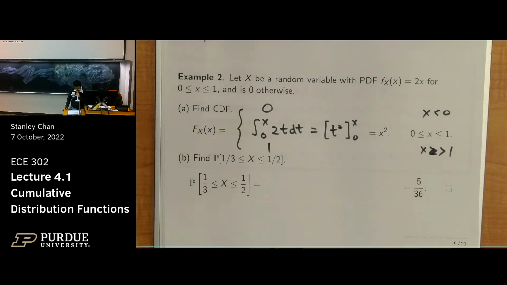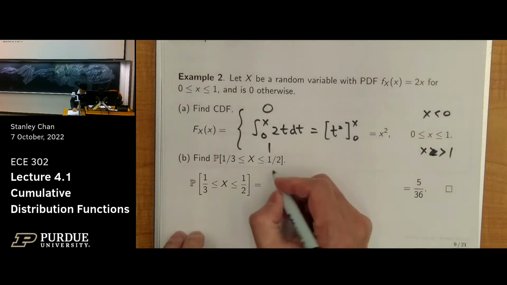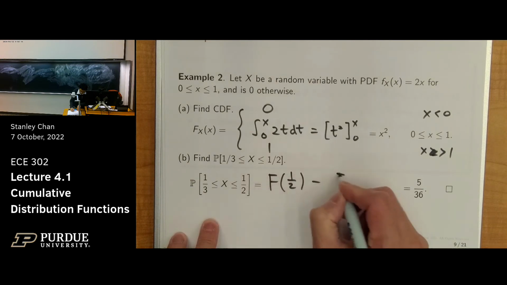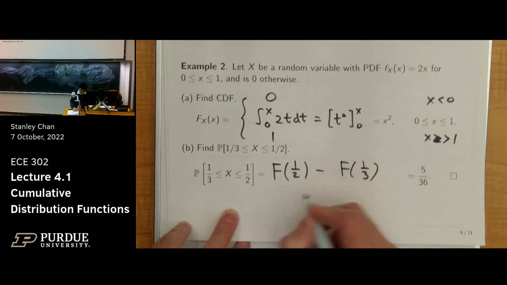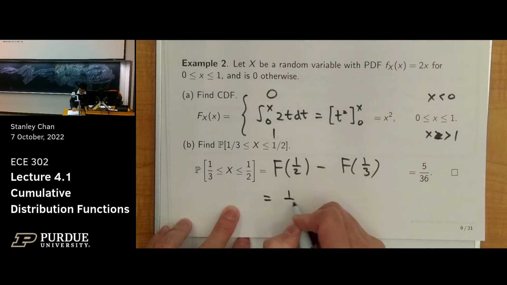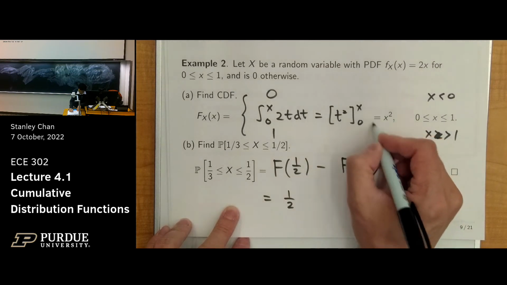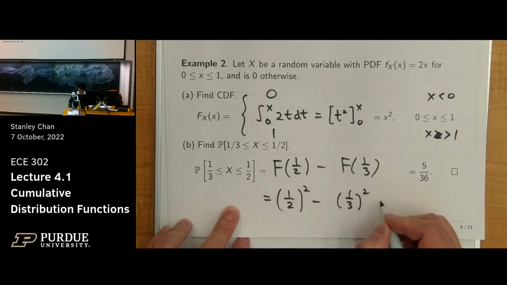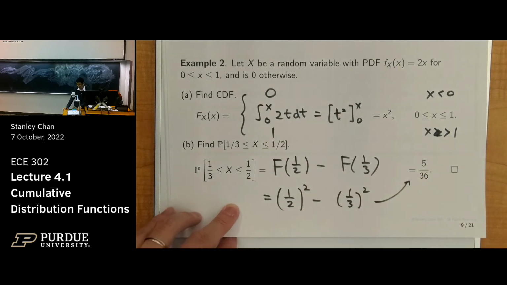So this is my CDF. Then I ask, what is the probability that x is between 1/3 and 1/2? I know this is a CDF, so it will be the CDF at 1/2 minus the CDF at 1/3. Since I've already defined it, it will be 1/2 squared minus 1/3 squared, which will give you 5/36.